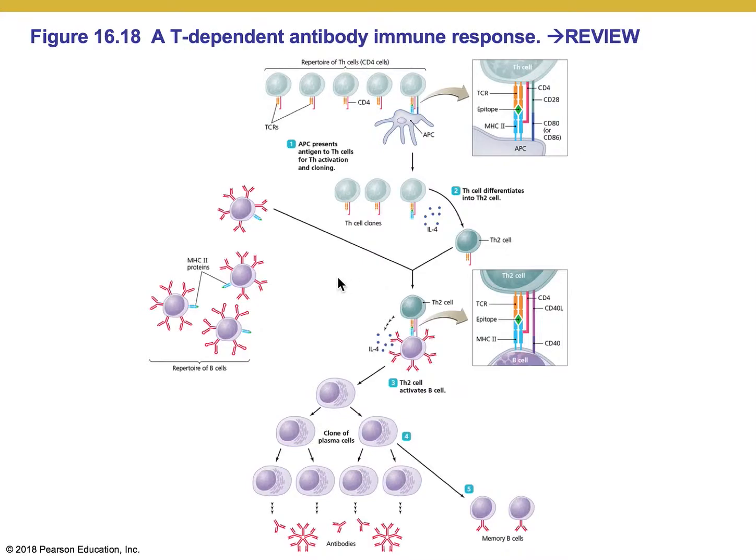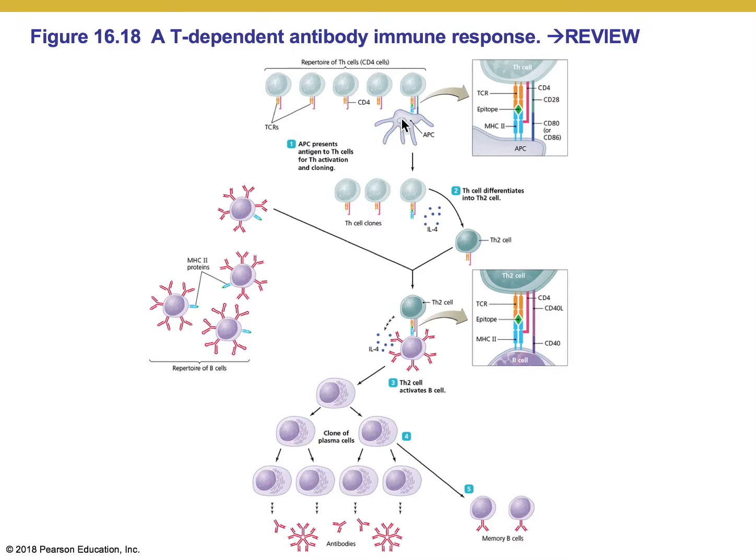So this figure then summarizes the antibody immune response. In fact, the title re-emphasizes the fact that this is still T cell dependent. So the role of T cells in the antibody immune response is again to activate B cells to form clones, which then differentiate into plasma cells. But let's start at the top, at the beginning here.